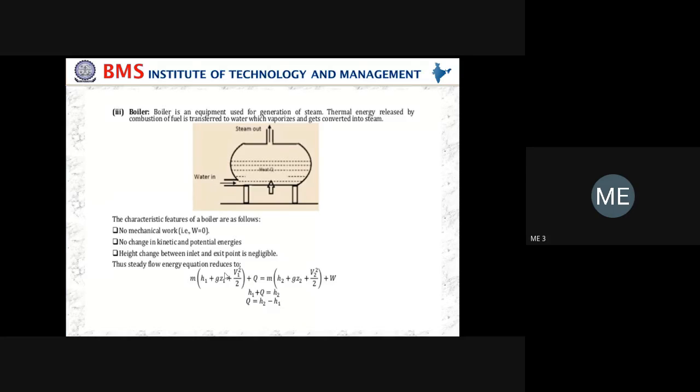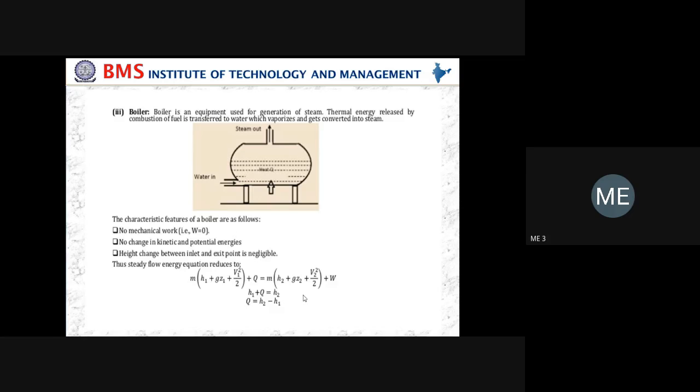So while doing the derivation, first you should keep in mind: what is the device? What are the things to be neglected? What are the important parameters? Like that, you have to remember. Here in the boiler, the enthalpy H1 at inlet, enthalpy H2 at outlet, and the heat transfer are most important. Considering these three parameters, we can write the equation as H1 plus Q equals H2. So Q equals H2 minus H1.